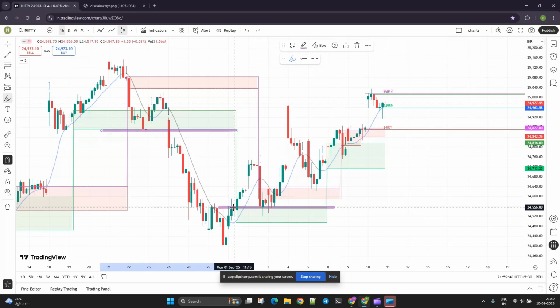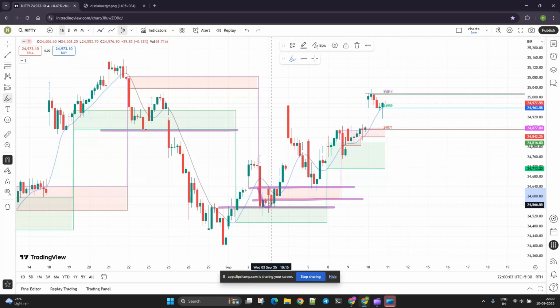So there is no confidence here. So I didn't take any trade here. And again, a supply zone is created. In this, what happened is supply zone respected the demand zone level, and supply zone SL got hit.